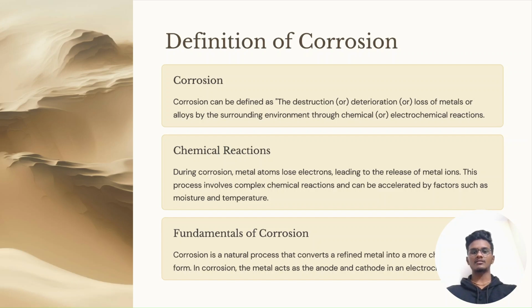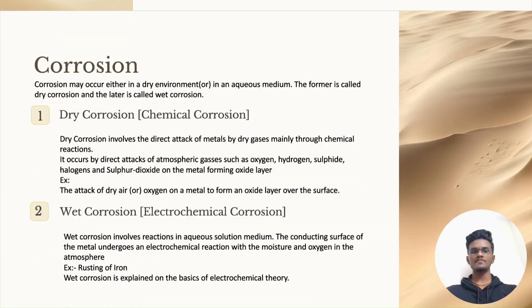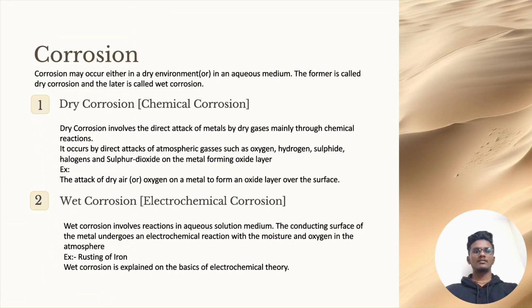Fundamentals of corrosion. Corrosion is a natural process that converts a refined metal into a more chemically stable form. In corrosion, the metal acts as the anode and cathode in the electrochemical cell. Corrosion may occur either in a dry environment or in an aqueous medium. The former is called dry corrosion and the latter is called wet corrosion.